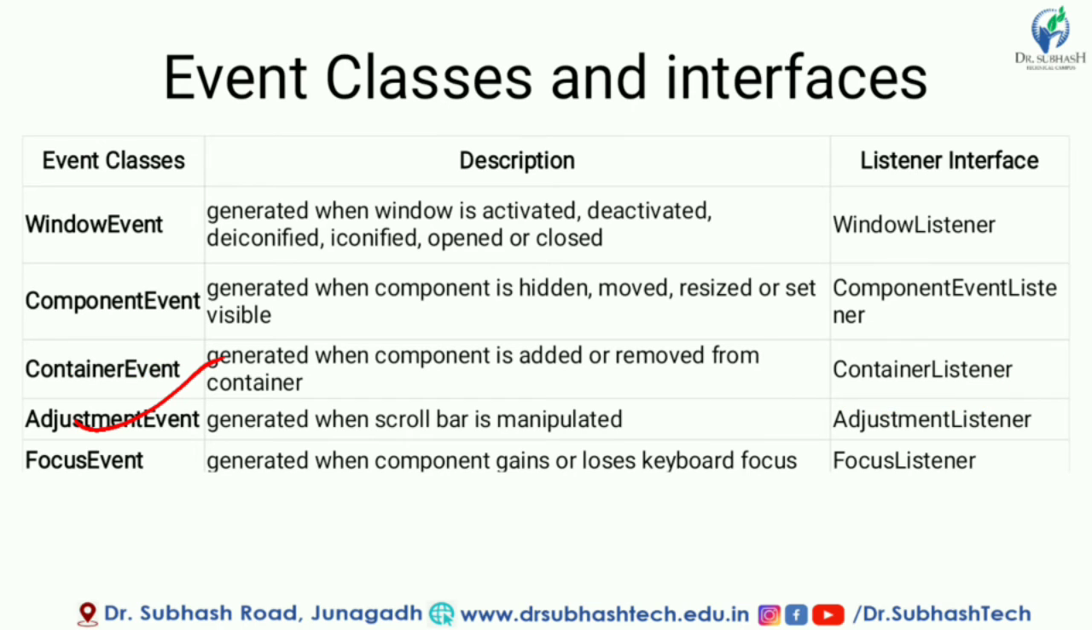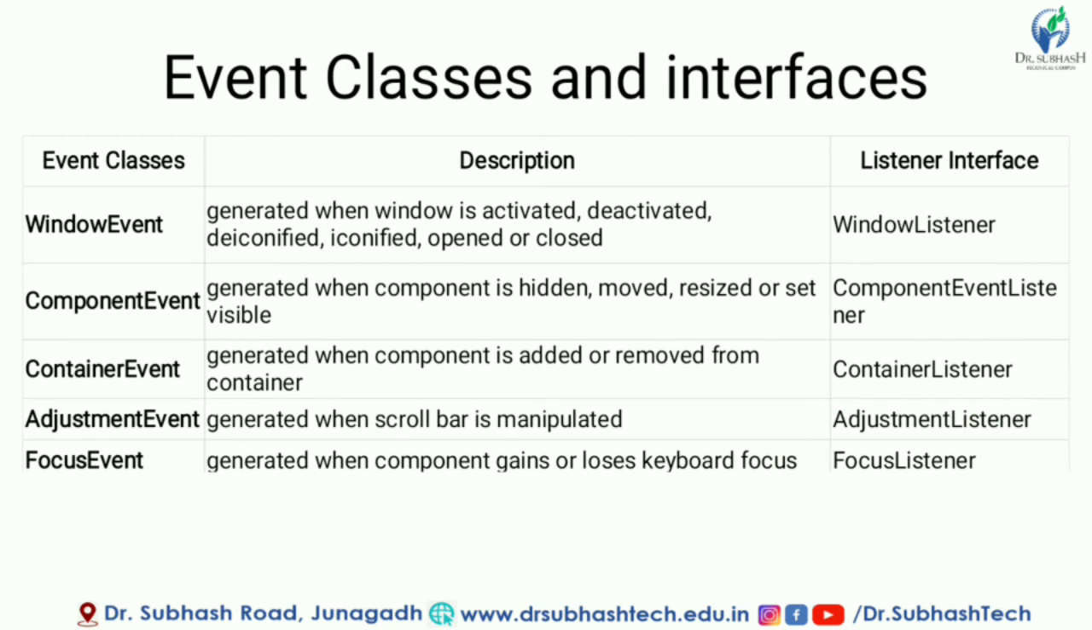Then there is one more event, that is adjustment event. This object is created when the scroll bar is manipulated. Whenever we are manipulating the scroll bar, this object will be created. According to this event, one listener is available, which is the adjustment listener. This listener will handle the events which will be created by this scroll bar. After this event, there is one more event, which is the focus event. This object is created when the component gains or loses the keyboard focus. Whenever the component gains or loses the focus from the keyboard, this event object is created, and for this event the focus listener is available for handling the event.